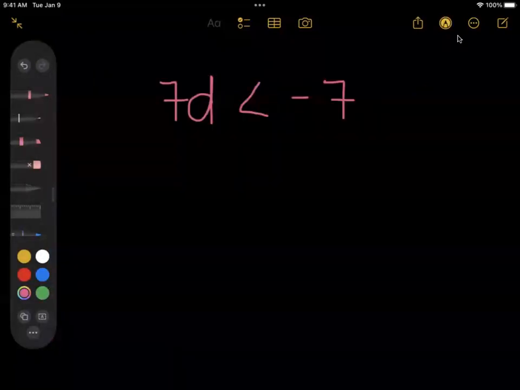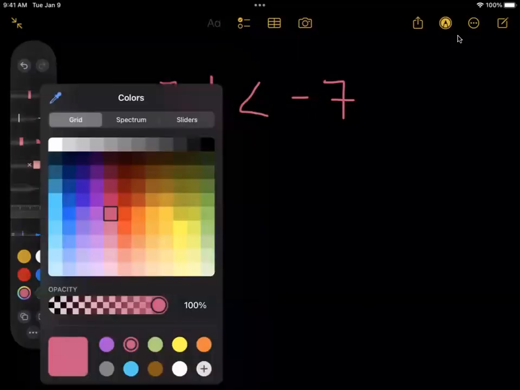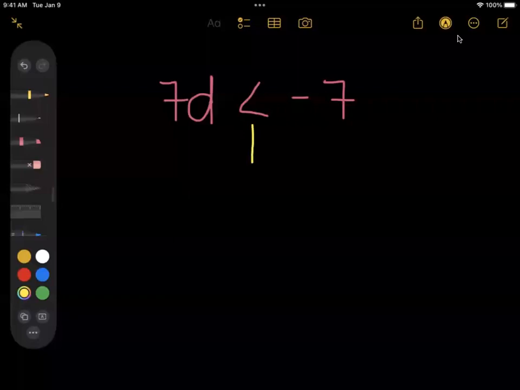Okay, here is our next one. This one is 7D is less than -7. So we're going to go ahead and solve this one first, and then we're going to graph it on the number line. So again, just like before, we're going to divide up that inequality by making the division right underneath the sign. And we're going to go ahead and keep the sign the same.